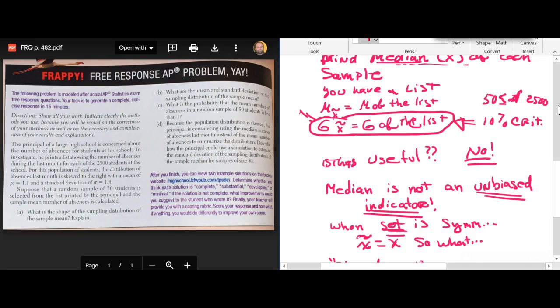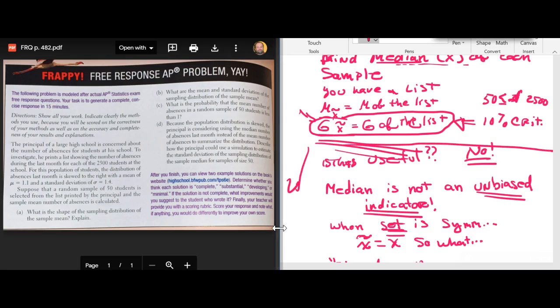So the problem ends here, right? You finished it. But this is some additional analysis that may tell you why we don't do this, why we like using sample means, because it allows us to do some sort of inferencing. All right, so there you go. That's it for the free response problem there.